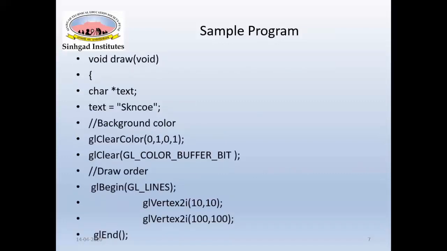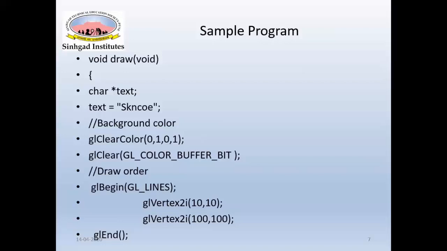The draw function is going to display what we are going to get at the output screen. We have one more character pointer text inside this function, which is equal to skncoi. The background color is set with 0, 1, 0, that is green. The glClear will clear the output of the previous window, previous executions. Then we are going to have one loop, that is glBegin and glEnd, with the help of the basic graphics primitive, that is GL_LINES.